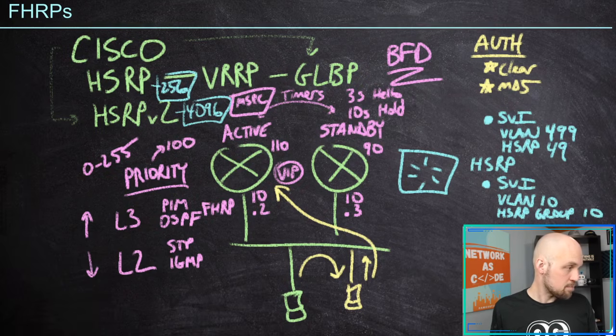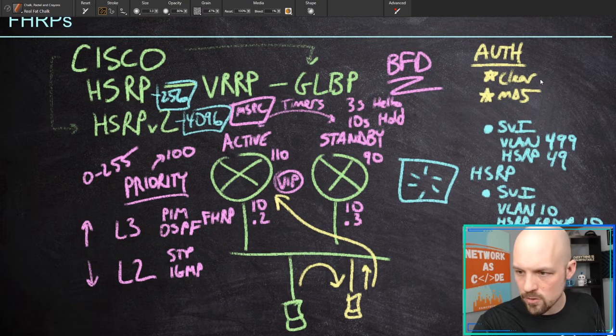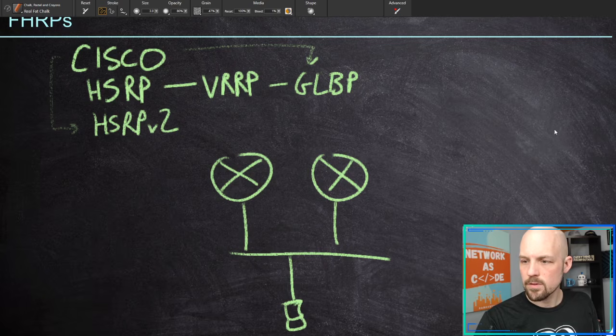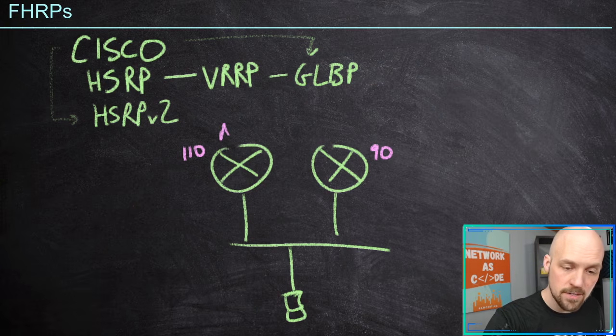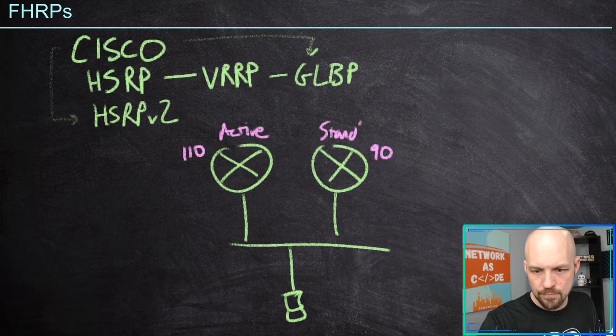Last step is preemption. So this concept of preemption, let me make this drawing a little bit more clear. Okay, so preemption. Let's say we have a priority of 110 here and a priority of 90 here. And so this is our active, good. And here's our standby, also good.